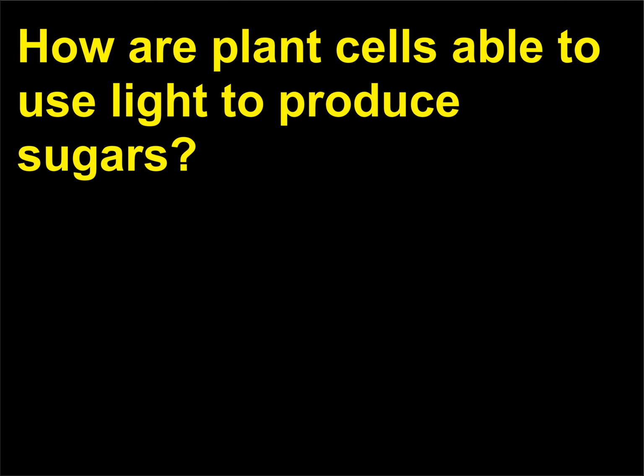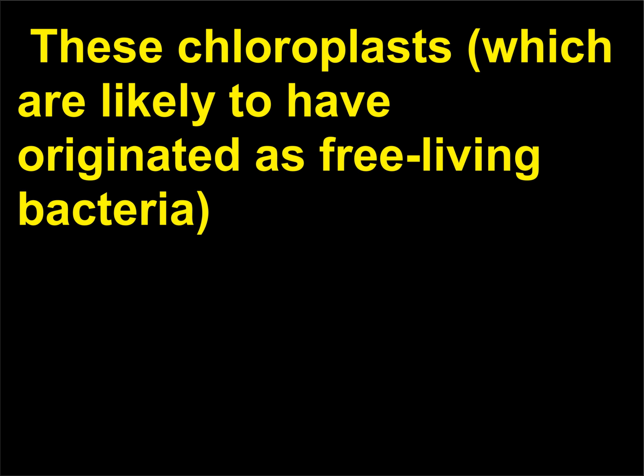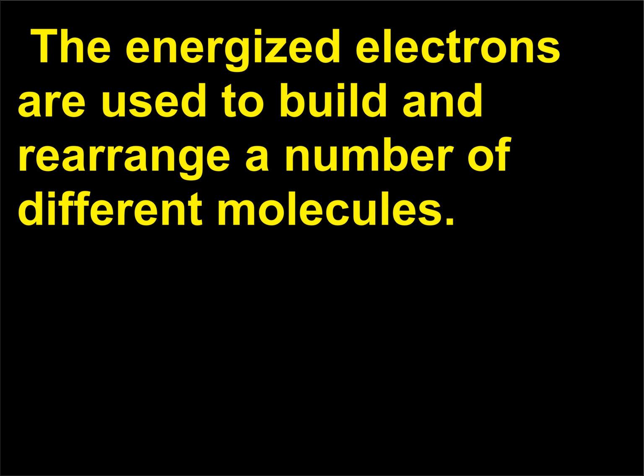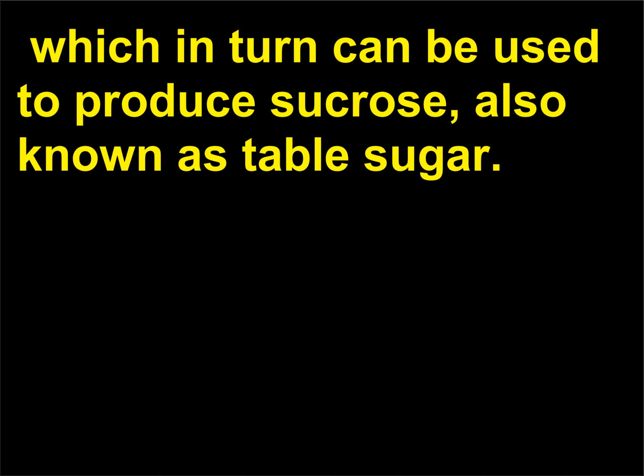How are plant cells able to use light to produce sugars? Plant cells use chloroplasts to convert light energy to chemical energy, sugar. These chloroplasts, which are likely to have originated as free-living bacteria, use the energy contained in UV radiation to raise electrons to higher energy states through the process of photosynthesis. The energized electrons are used to build and rearrange a number of different molecules. Some of these eventually become glucose, which in turn can be used to produce sucrose, also known as table sugar.